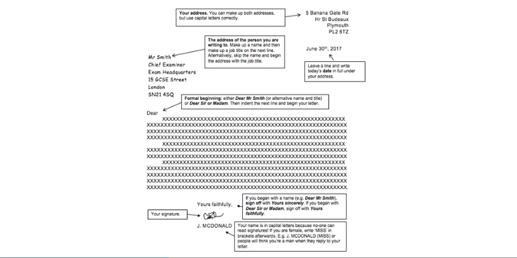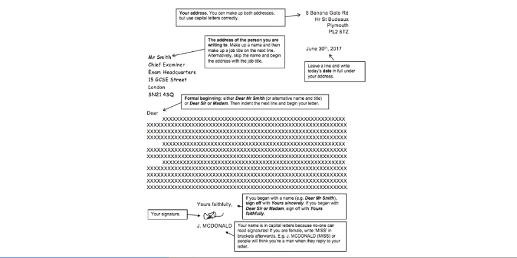You just have to make sure that you use capital letters correctly. It's a very easy way that students drop some marks through messing up capital letters. But you can see for my address I've written 5 Banana Gate Road, and the Mr. Smith's address 15 GCSE Street. Of course, these are made up addresses.